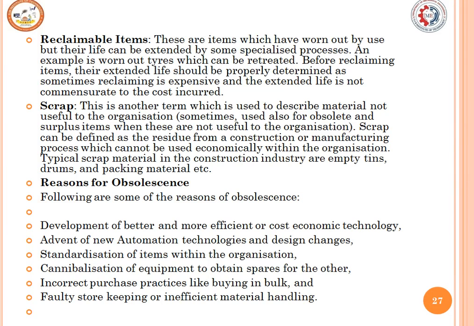What are the reasons for obsolescence? Development of better, more efficient or cost-economic technology, advent of new automation technologies and design changes, standardization of items within the organization, cannibalization of equipment to obtain spares for another, incorrect purchase practices like buying in bulk, false storekeeping or inefficient material handling. Obsolescence happens for these reasons. These reasons must be kept in mind when we plan for the next phase of production.